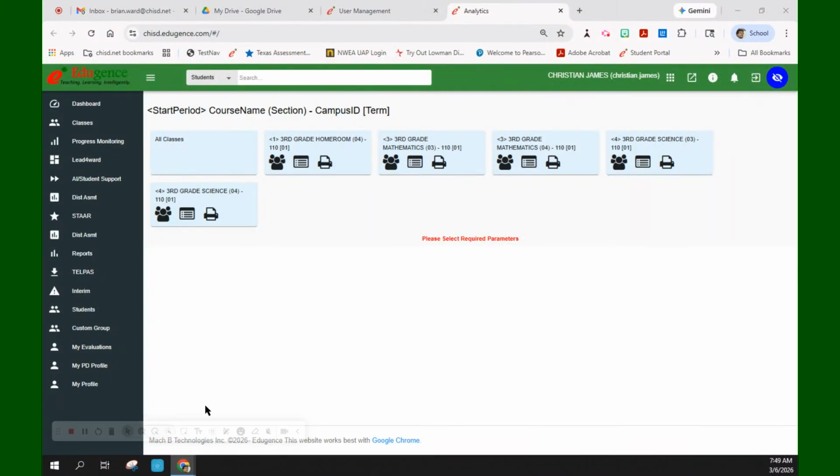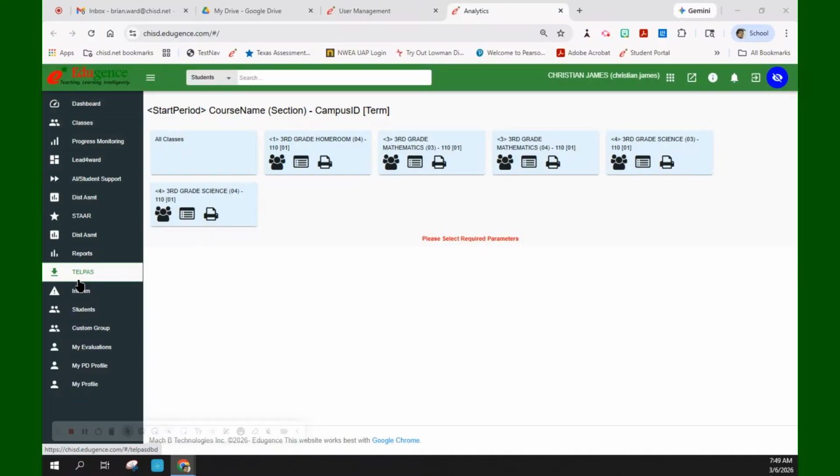Good afternoon. I've had several comments and questions regarding how to access the interim assessment data in Edugence. It was uploaded last Friday, and it is available for all teachers to see. This is the best way for teachers to get in to see interim assessment data. In order to find this, you will actually have to go to a different place than we're used to.